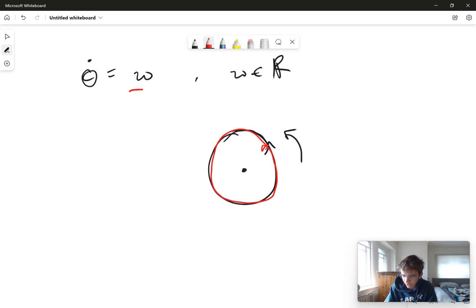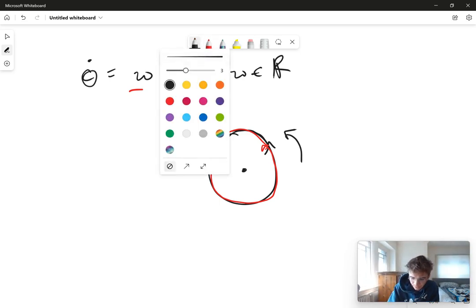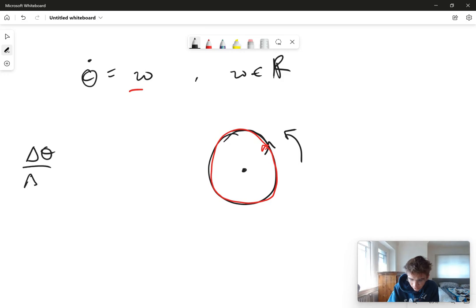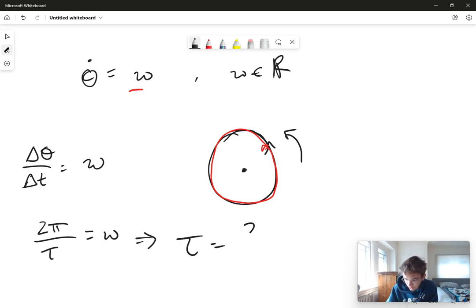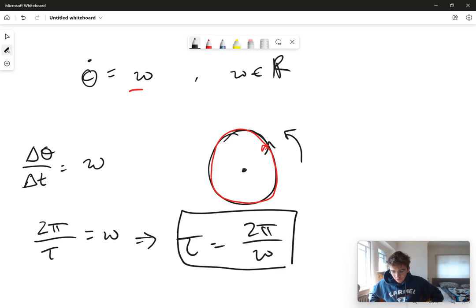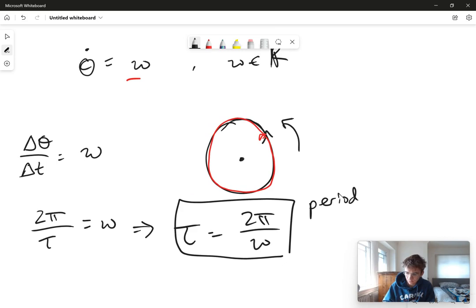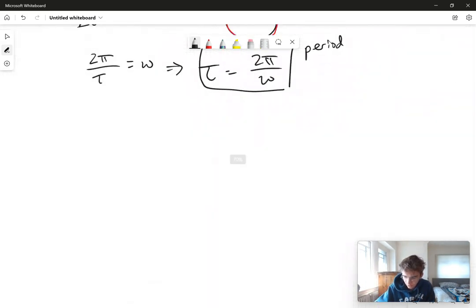If we want to look at the time that it takes for a full oscillation to occur around the circle, we can observe that delta theta over delta t is precisely equal to omega. And so if we set our delta theta to be 2 pi, then we get that our period of oscillation is 2 pi over omega, okay? So this is what we call the period. Now, this is a much simpler example. Let's do something a bit more involved now.